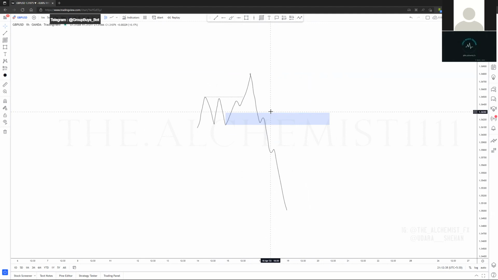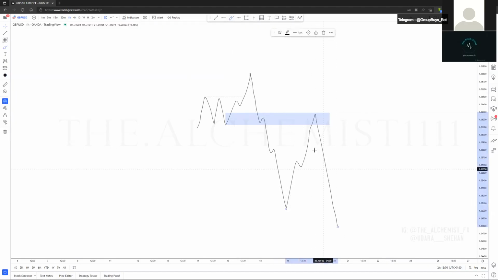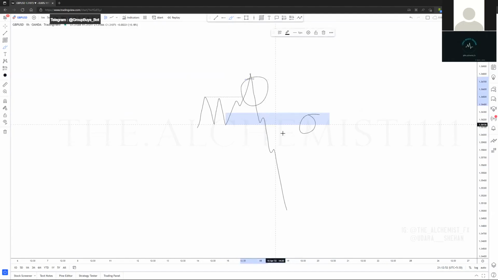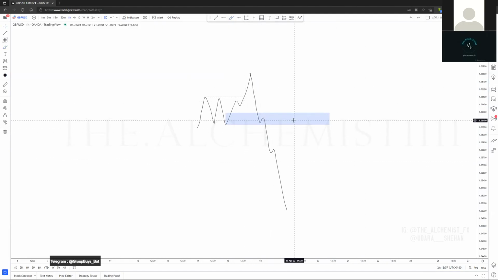Most of the time they only mitigate the breaker and not all the impulsive move. Sometimes they just come back into the breaker and then they fall down. So I'll show you when to choose the breaker, maybe when to choose the order block, because everything depends on where the liquidity is. Okay, so this is what we call a breaker.